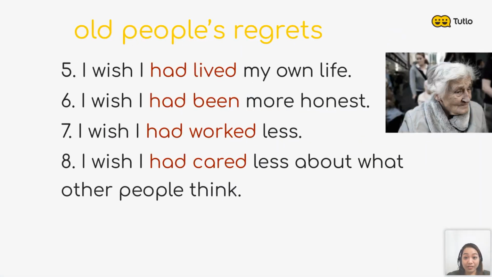Here it is. I wish I had lived my own life. I wish I had been more honest. So it's been more honest. Okay. I understand that is kind of verb to be, but remember, we're talking about past perfect. That is why we need to use had and then the past participle. I wish I had worked less. I wish I had cared less about what other people think. Actually, I'm wishing that right now.